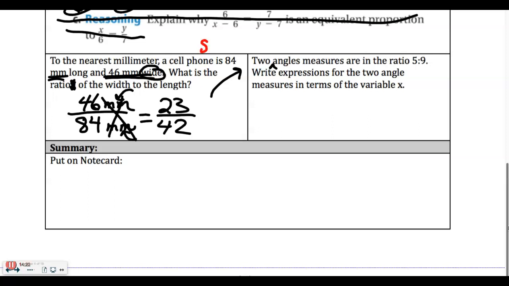So let's write that on the top here, and we'll remember to put it on our note card. Supplementary angles add up to 180. Complementary, I'm just going to put comp, add up to 90. So let's say complementary, I'm just going to point at it, and I'll give you some time. Two complementary angles are in a ratio of 5 to 9.